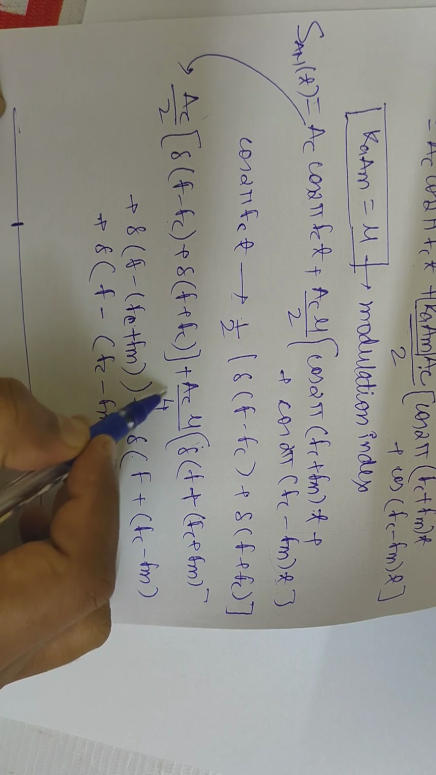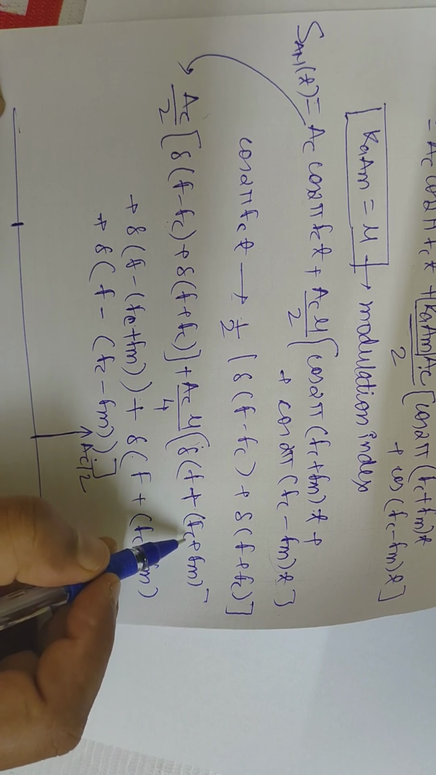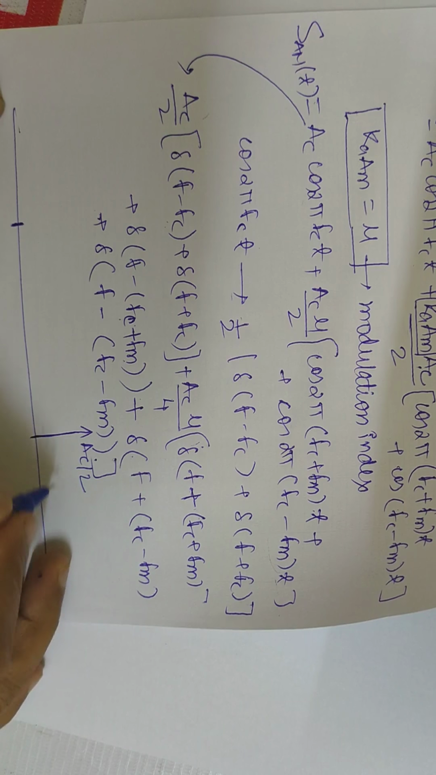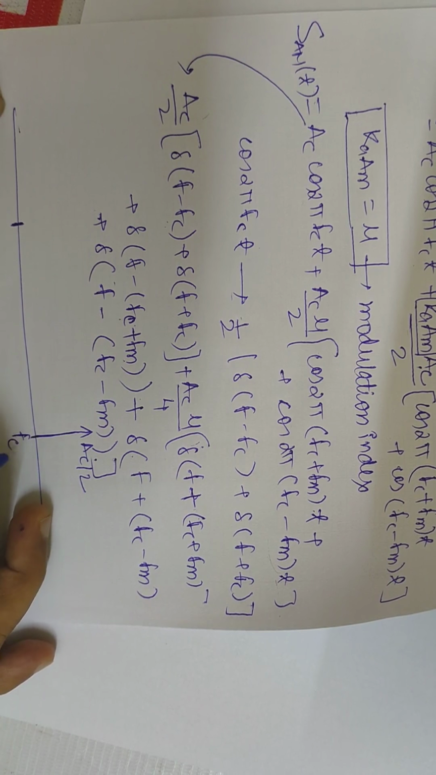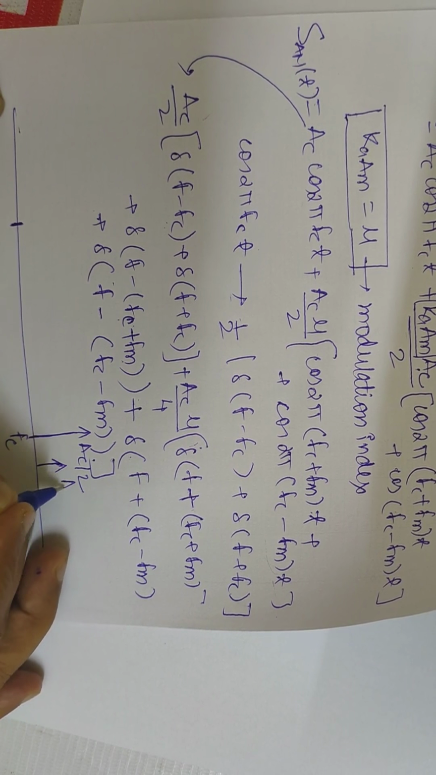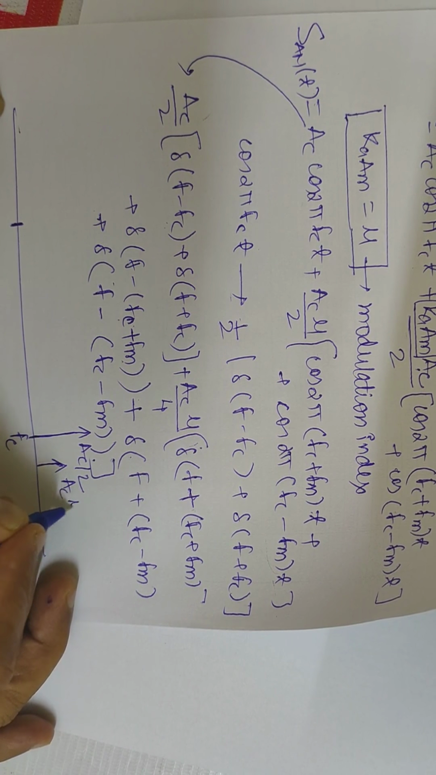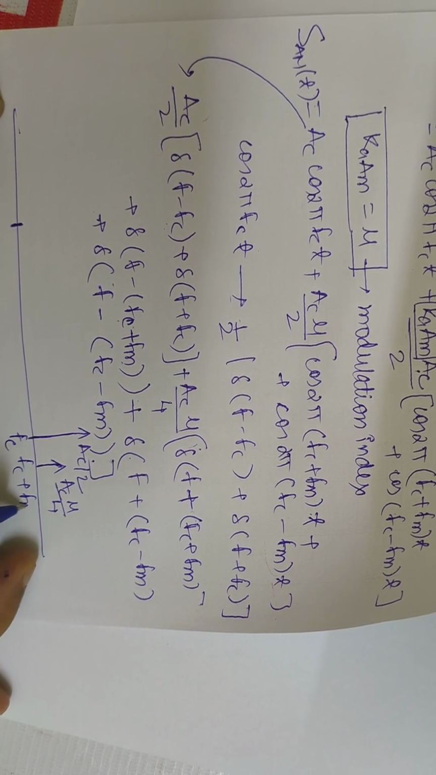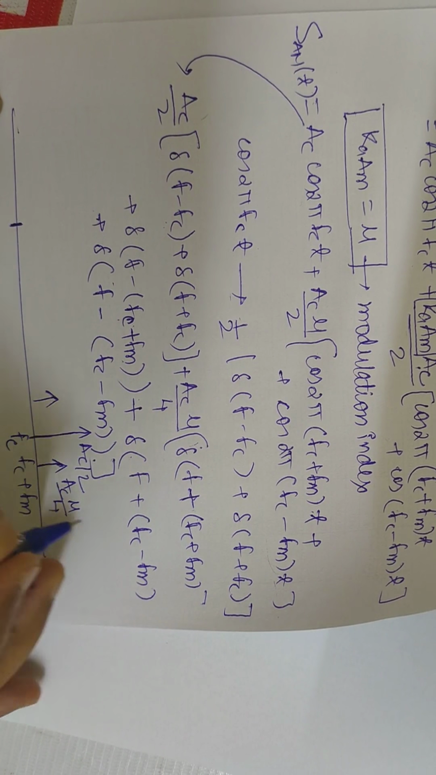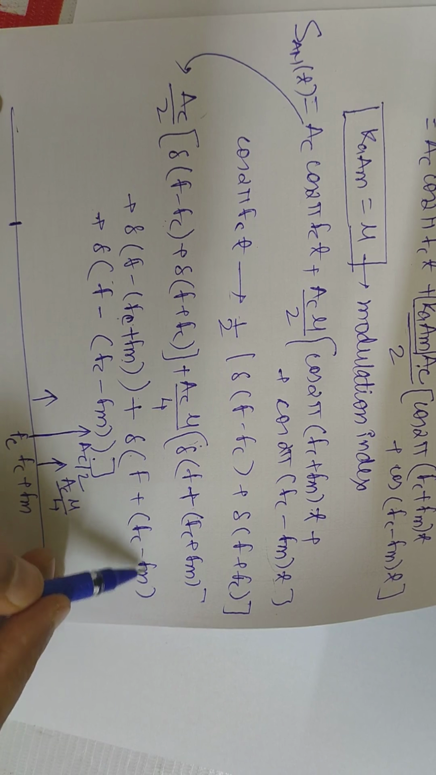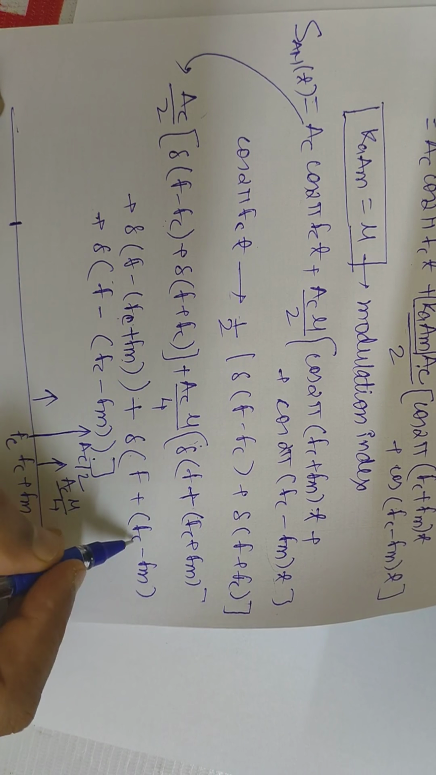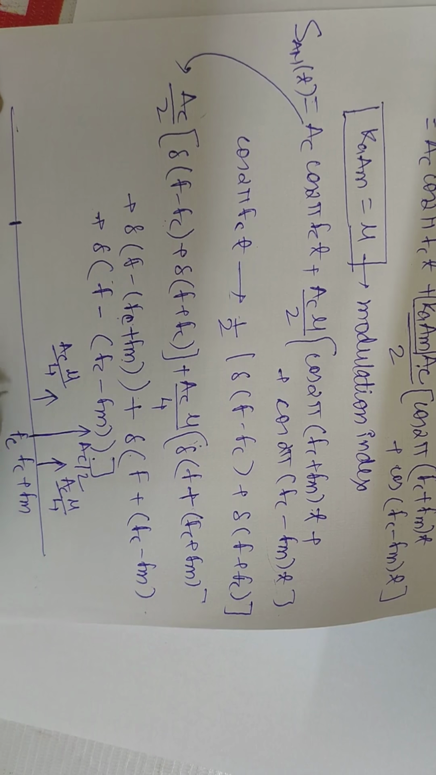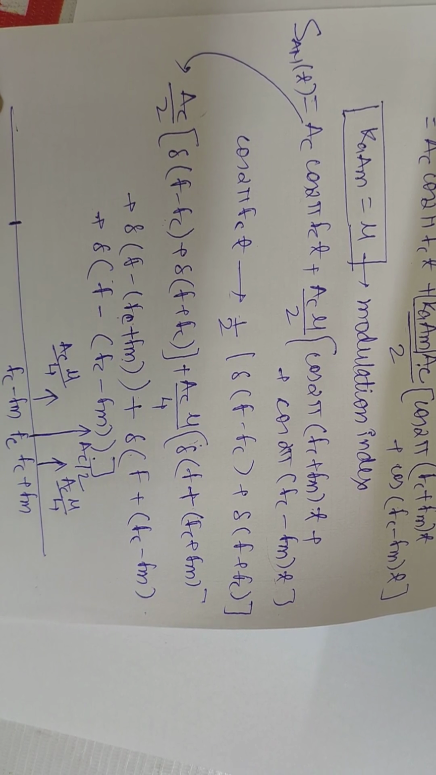This is Ac mu by 4 at a frequency of fc plus fm. This will be at minus fc minus fm. So this is fc plus fm, and this was fc. This will be Ac mu by 4 at frequency fc plus fm. Now let us represent the same amplitude, Ac mu by 4, at a frequency of fc minus fm.